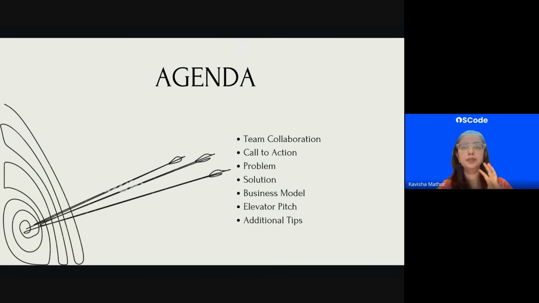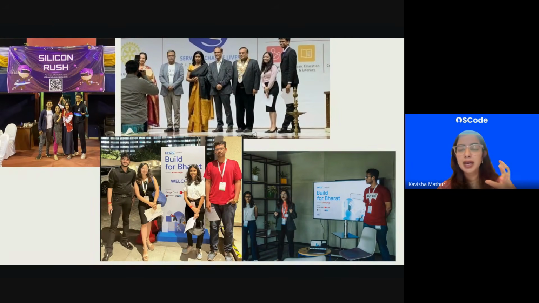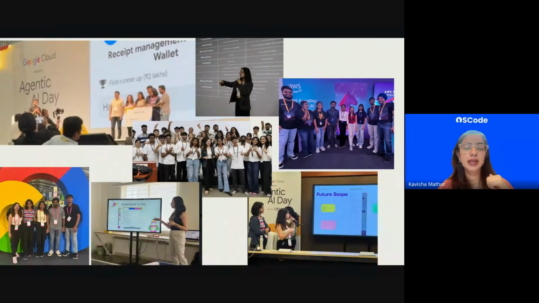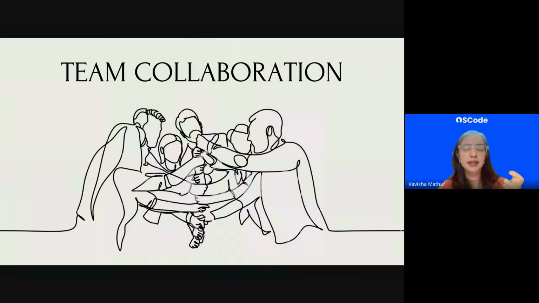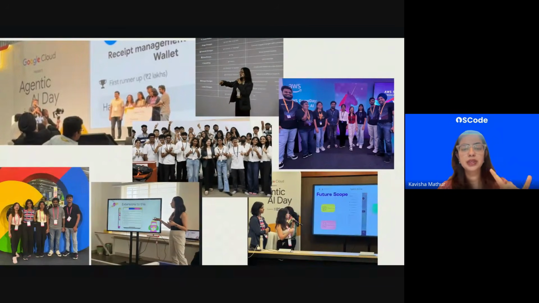This is the agenda. I'm going to give you a high level overview. Okay. So the first is that, so this is from the past hackathons that I've also been to, IEEE, Build for Bharat from ONDC and many more, right? This is from Agentic Day, Amazon Day, and other days. So the most important thing that you can see over here in the pictures is the team collaboration.